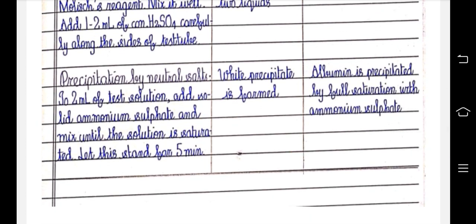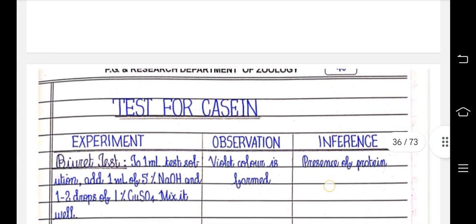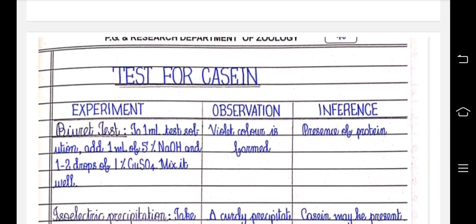Then precipitation by neutral salts. To 2 ml of test solution, add solid ammonium sulfate and mix until the solution is saturated. Let this stand for 5 minutes. White precipitate is formed. Albumin is precipitated by full saturation with ammonium sulfate. We have just completed the tests for albumin.